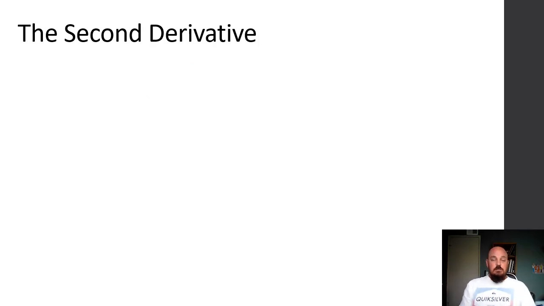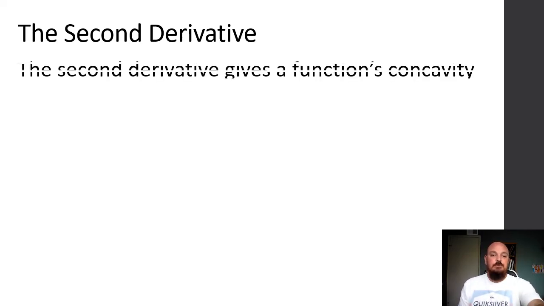So what we're going to do to determine concavity is we're going to use the second derivative. Remember earlier this year we did multiple derivatives. Usually when we find the derivative we find f prime of x. But you can also find f double prime or f triple prime, the second, third derivative. Well, we're going to use the second derivative to find concavity.